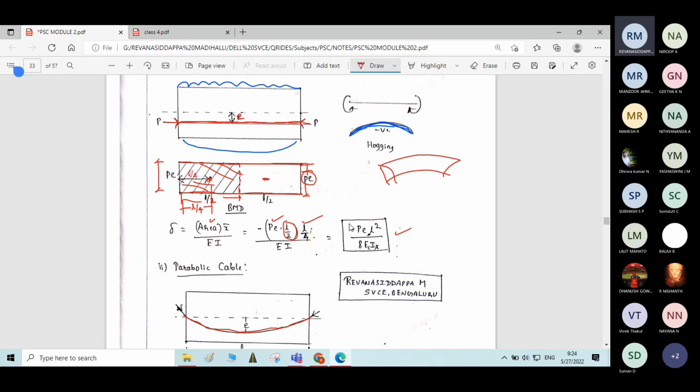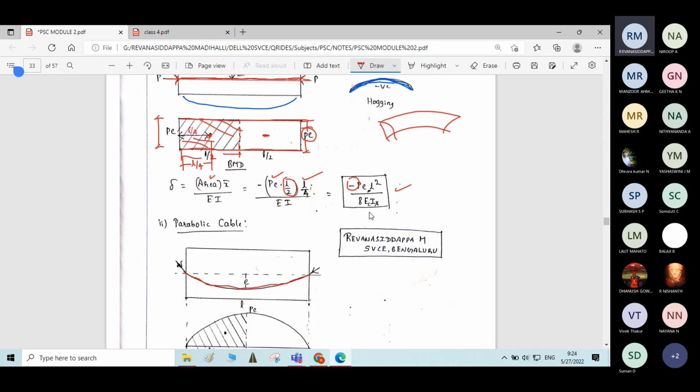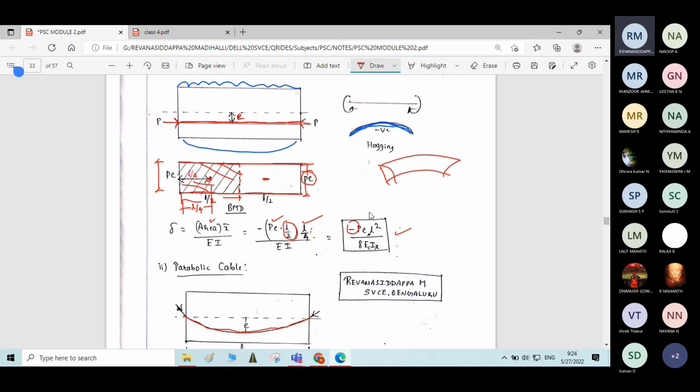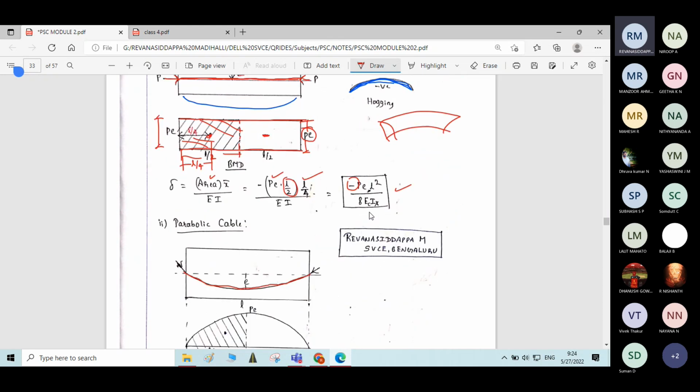This is very important. Don't forget this sign, otherwise the answer will go wrong. This is how we find deflection due to pre-stress for a straight cable carrying pre-stressing force of magnitude P.